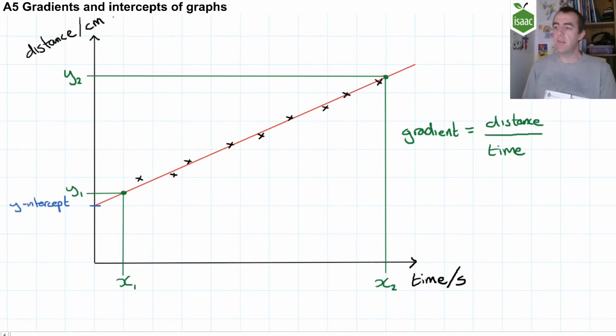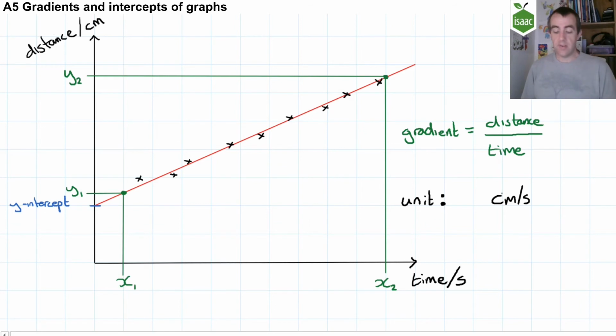And if the distance is measured in centimetres and the time in seconds, then the gradient would be in units of centimetres divided by seconds, or centimetres per second. And that would be the unit of the gradient, and therefore the unit of the speed that the gradient represents.